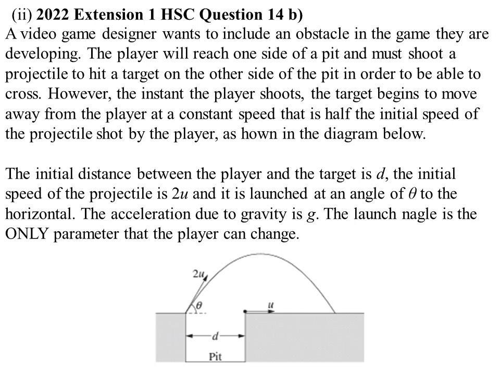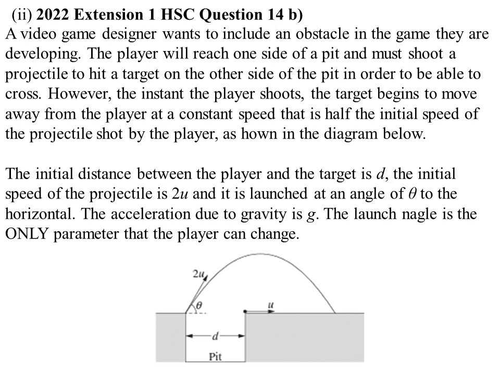To finish off with, let's have a look at last year's HSC question. They added a little bit of an interesting twist to this one. So we have a video game designer creating this game. They've got an obstacle that they're developing. The player has to reach one side of this pit they've got there. They've got to shoot a projectile to hit a target on the other side of the pit and be able to cross. However, the instant the player shoots, the target moves. So the target, what it's hitting, is actually moving as well. It's at a constant speed though, half the initial speed of the projectile.